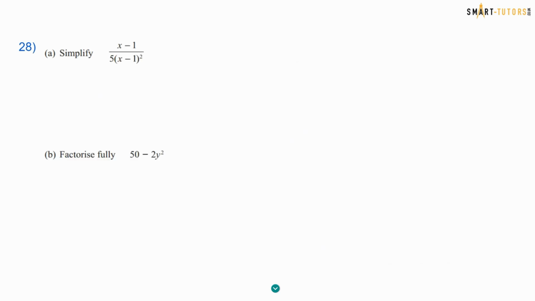Let's look at question number 28. Simplify x minus 1 over 5, x minus 1 whole thing squared, and factorize fully 50 minus 2y squared. It's a very easy question. You can do that. Pause it and have a look at your working and check the answer with your working. And those who are still learning in year 8 or year 9 about factorization and simplification, you can keep watching the working and try to understand the question.